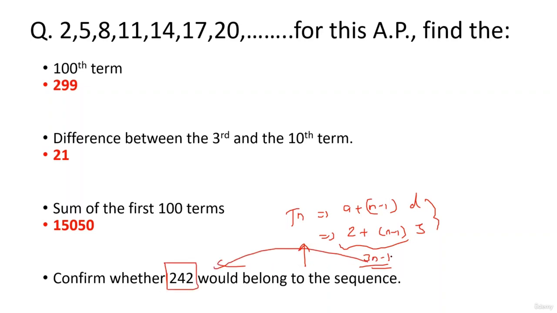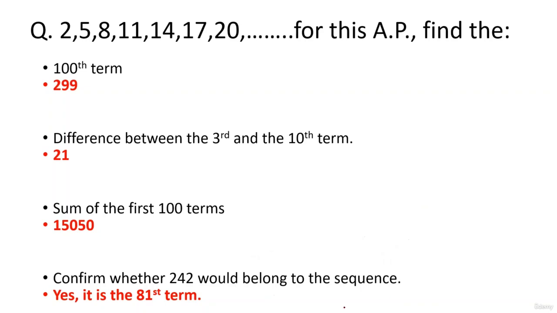Okay, that means अगर 3n minus 1 को 242 से equate किया, n should be an integer, right? So 3n minus 1 को हम 242 से equate कर देंगे. You will get 3n is equal to 243. That means n is equal to 81. That means yes, 242 will be a part of the sequence and it will be the 81st term.